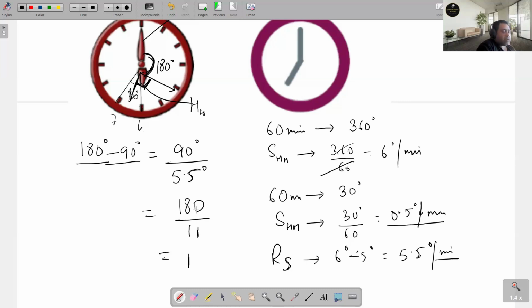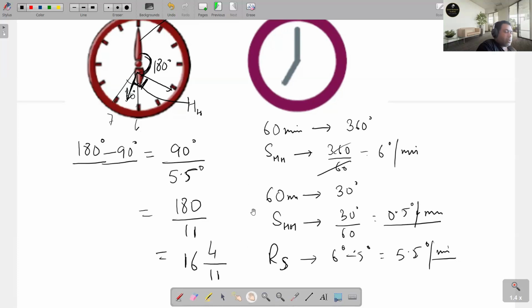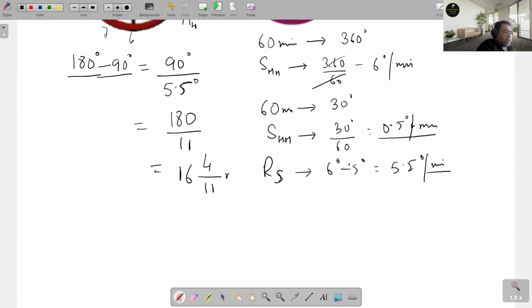which is 16 and 4 by 11. This is this many minutes for the first time it will make 90 degrees. I hope you understood this. 180 degrees was the initial distance, 90 degrees is the angular distance when they are at right angles with each other for the first time. Therefore, the distance covered is 90 degrees. 180 minus 90, and 90 divided by the relative speed is this much.